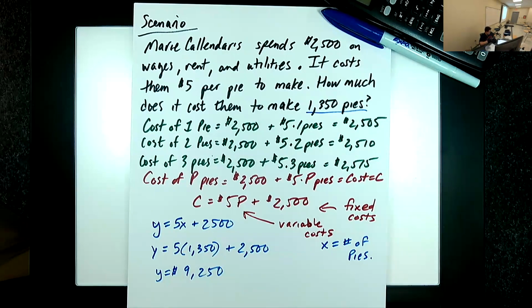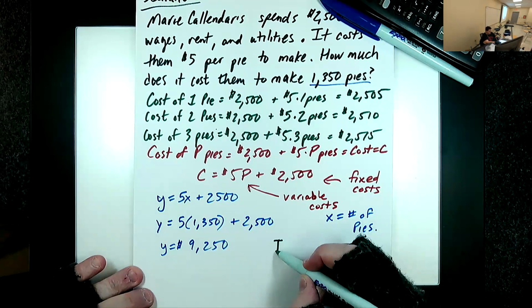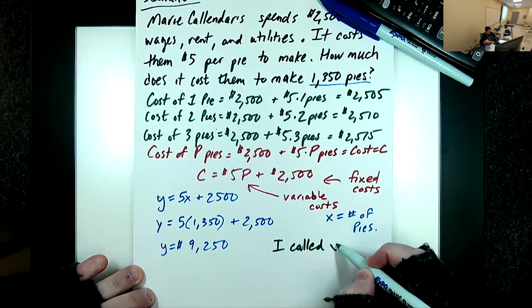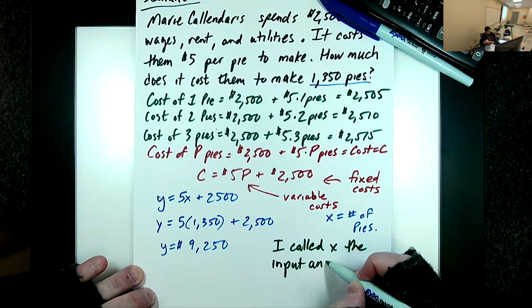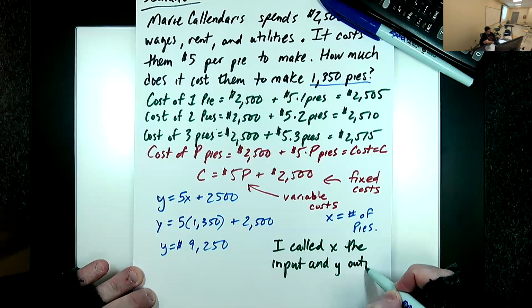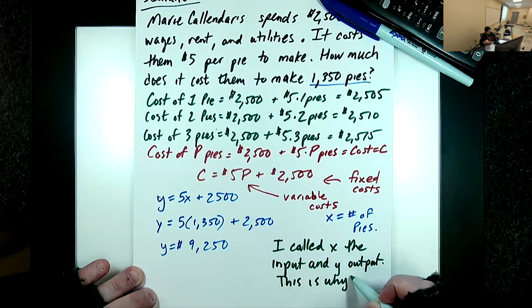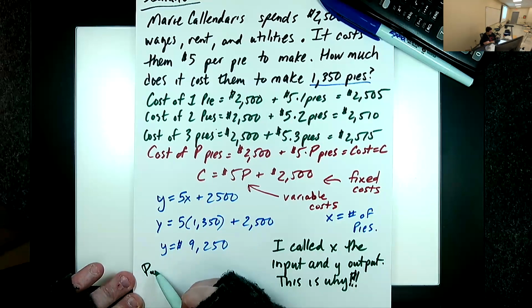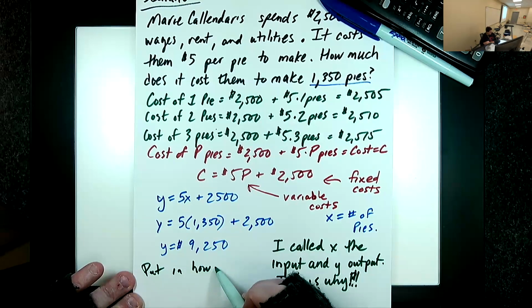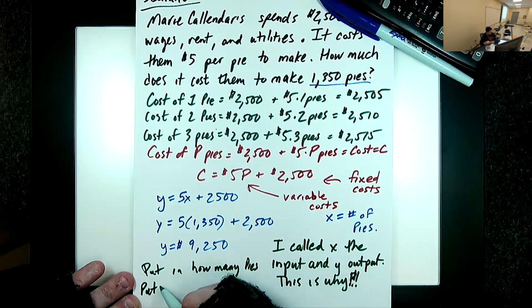All right, this is why, if you remember yesterday, I had called X the input variable and Y the output. This is why. I can put in how many pies and it puts out the cost.